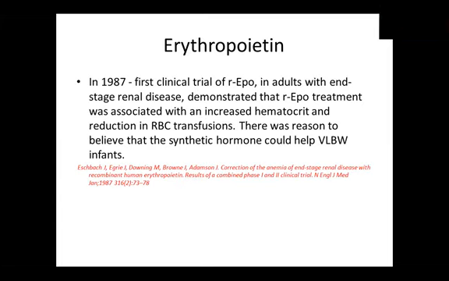Next and foremost, erythropoietin, a very, very important one. In 1987, the first clinical trial of erythropoietin in adults with end-stage renal disease demonstrated that erythropoietin treatment was associated with increased hematocrit and reduction in RBC transfusion. So then they thought whether it can be tried.